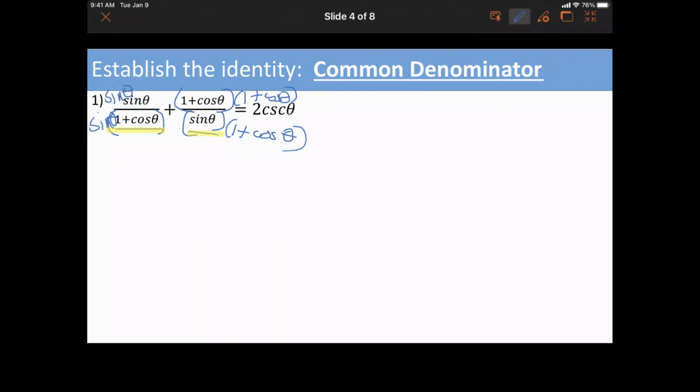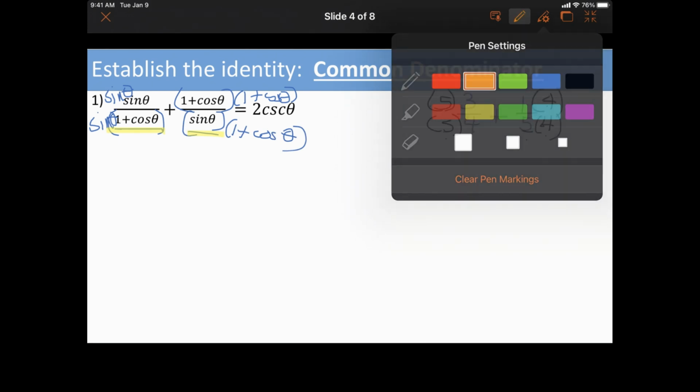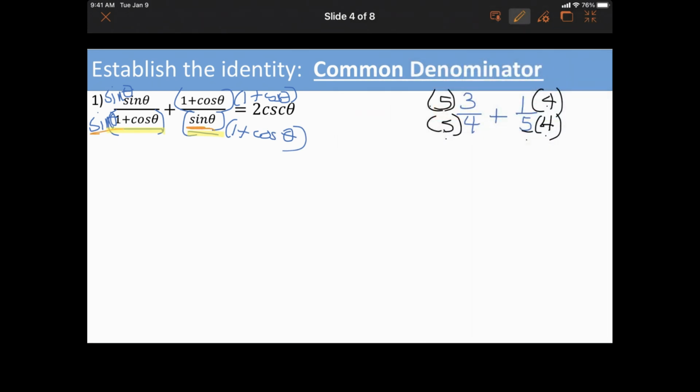Okay, so I'm just going to take an aside here. When we have common denominators with regular numbers, the common denominator would be 20, multiplying these together. Then you would have to rewrite the fractions, right? So you're multiplying 5 to the denominator and the numerator. Here you're multiplying the 4 to the denominator and the numerator. This is going to be the same thing. So the sine here, right? And this is what we're going to do for it.